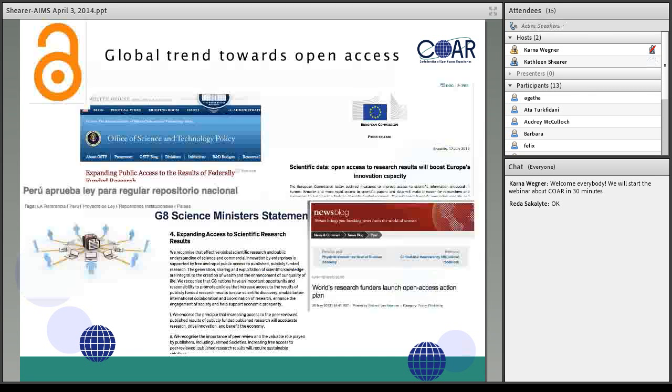Of course, open access. We all know that open access is quite rapidly now becoming the status quo, and we've seen funding agencies and governments around the world adopt open access policies and laws. Argentina, Peru, the European Commission, the United States, and so on. And so open access is becoming, as I said earlier, the status quo, and repositories are a very important part of supporting that.